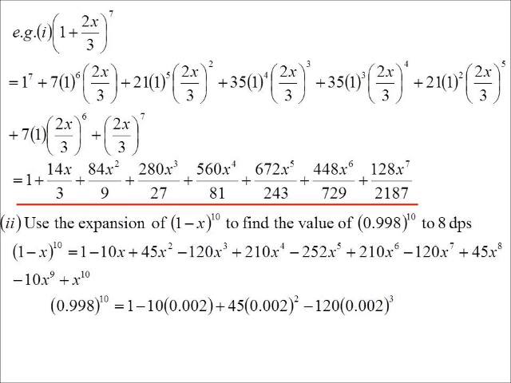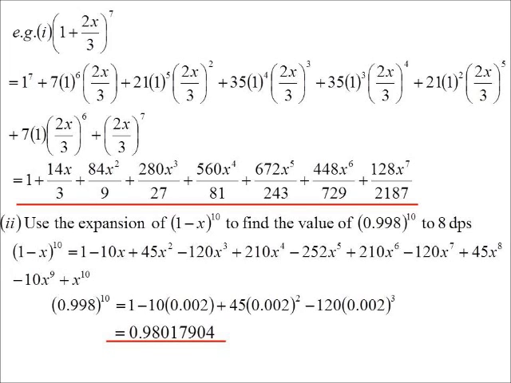And so you could then turn to that person in the shopping centre and say, oh yes, well actually it's 0.98017904. And they'll say, thank you very much. And everyone will be happy. See the power of mathematics in the real world.